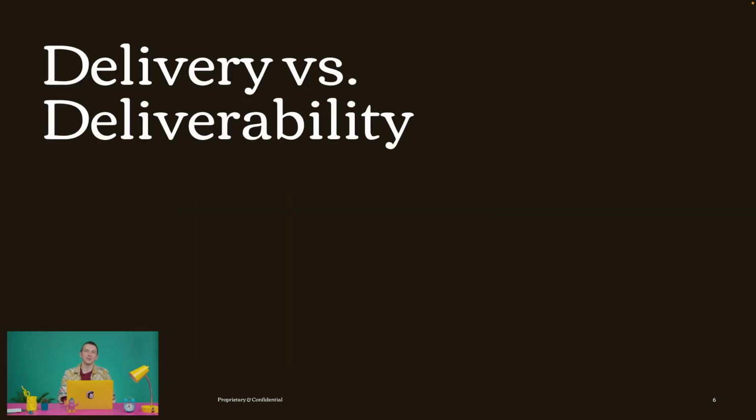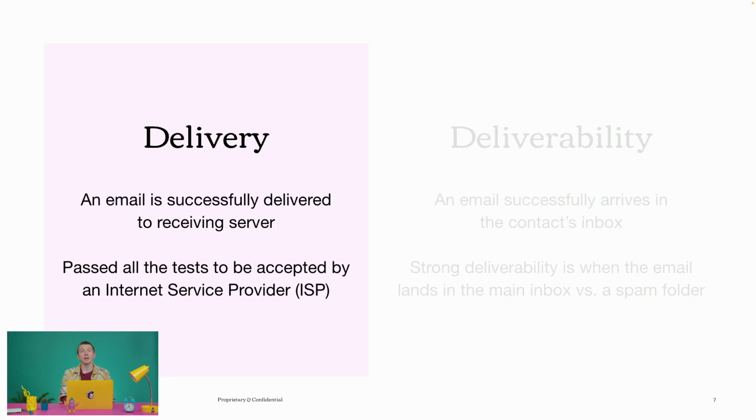Let's kick off today's tutorial by talking about the differences between email delivery and email deliverability. Email delivery occurs when an email is delivered to the correct email address and then is accepted by the recipient's server. If it's delivered, it doesn't necessarily mean it's made it to their inbox. It just means it didn't get rejected.